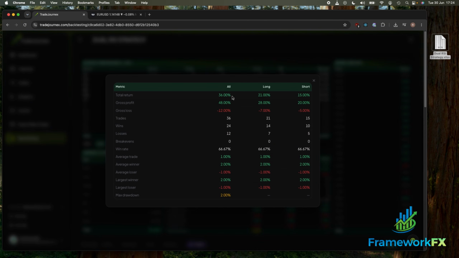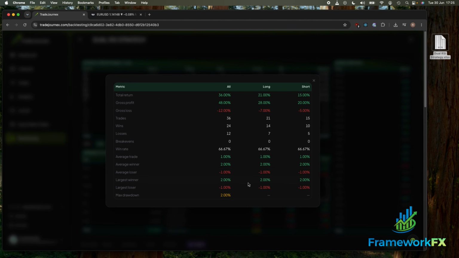The total return is fantastic. It's 36%. That's really solid for what I would describe as quite a low maintenance strategy. You can use it with alerts and things like that. So 36% return across the year is really, really solid. We've got 48% gross profit and just 12% of losses. We took 36 trades, 24 winning, 12 losing, which was a 66% win rate. That really is great. You can't ask for much more than that, to be honest with you.